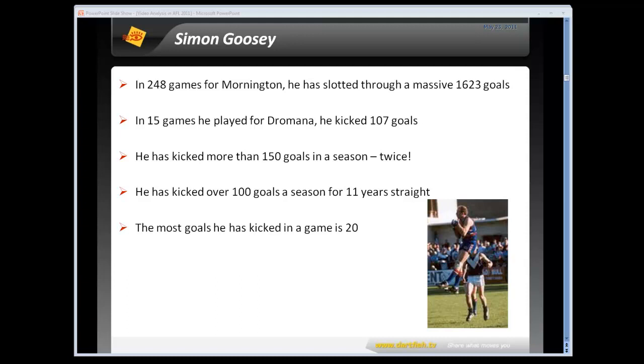You were. Goose, I'll pause you there for a second. Just to let all the listeners know, for everyone on the call, Simon was coaching at Mornington at this stage in the Southern Football League.